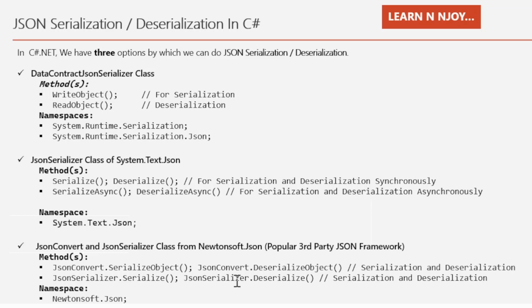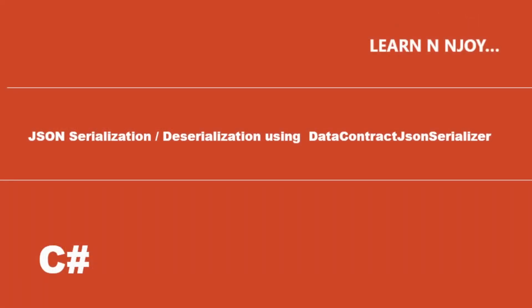As it's a third-party library, we need to add the Newtonsoft.Json library from NuGet Manager and then add the Newtonsoft.Json namespace in order to use its classes and methods. Next, JSON serialization and deserialization using DataContractJsonSerializer.